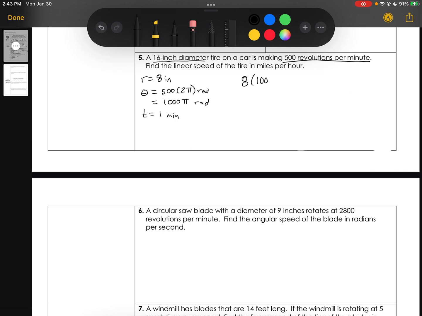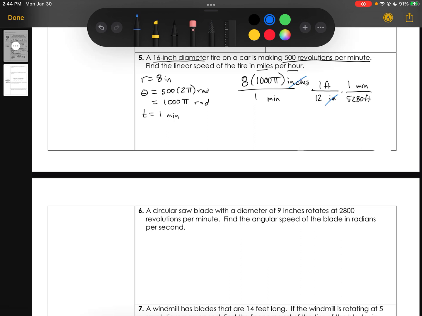So as we plug this in, we're going to have radius of 8 inches times 1,000 pi radians, all taking place over a 1 minute interval. Now, what this is asking for is miles per hour, so we have to convert our inches to miles first. So 12 inches are in 1 foot, and 5,280 feet are in 1 mile.